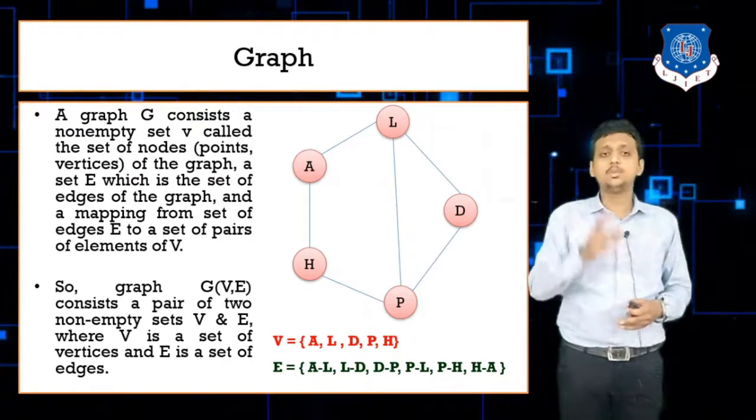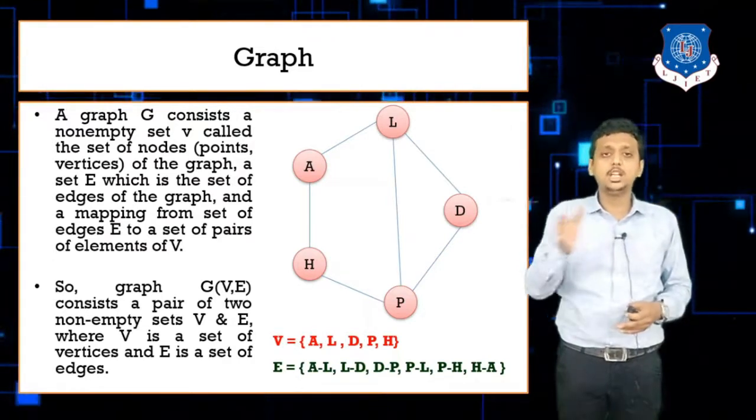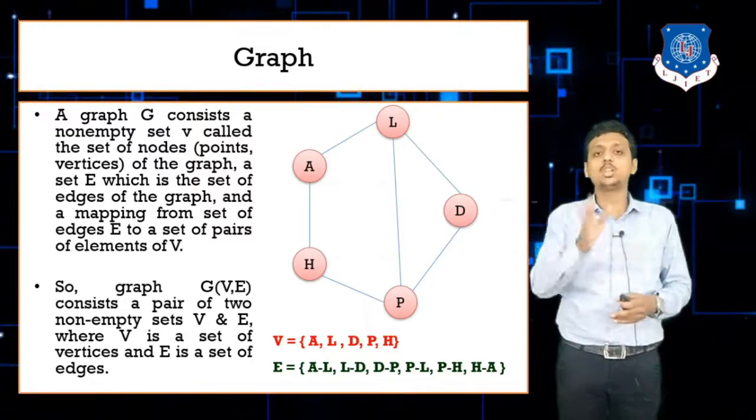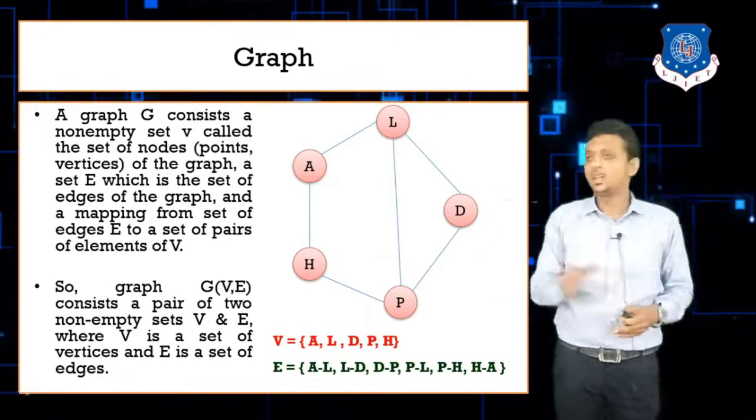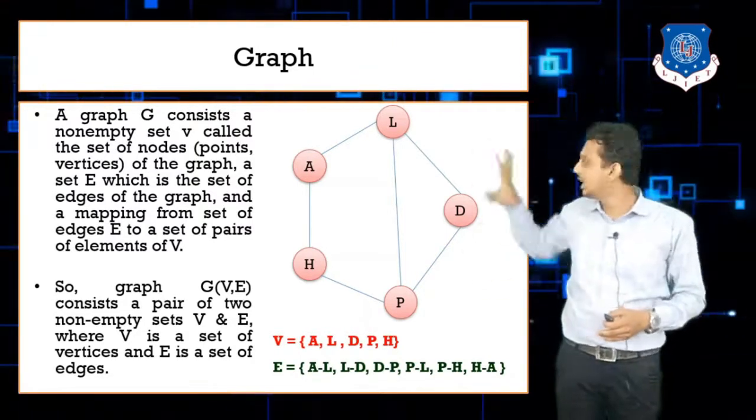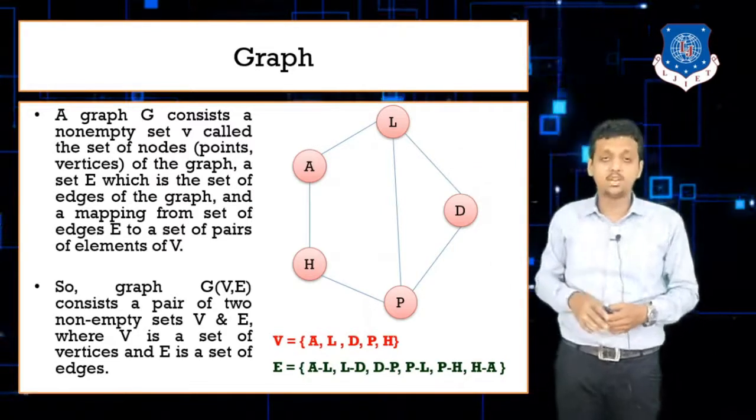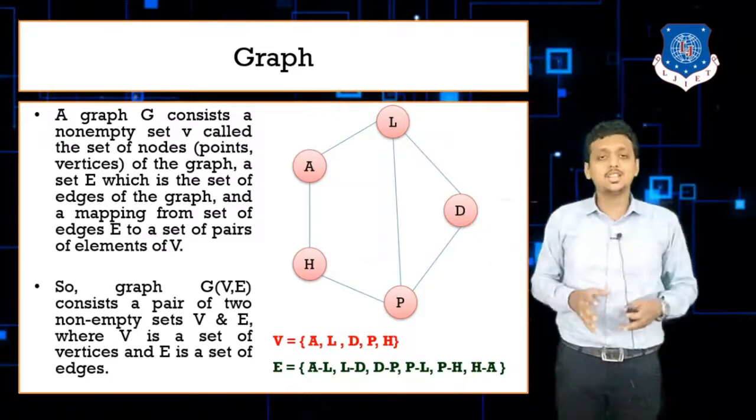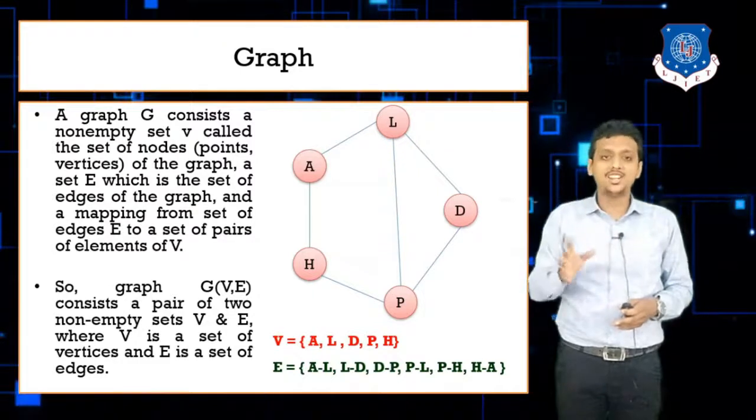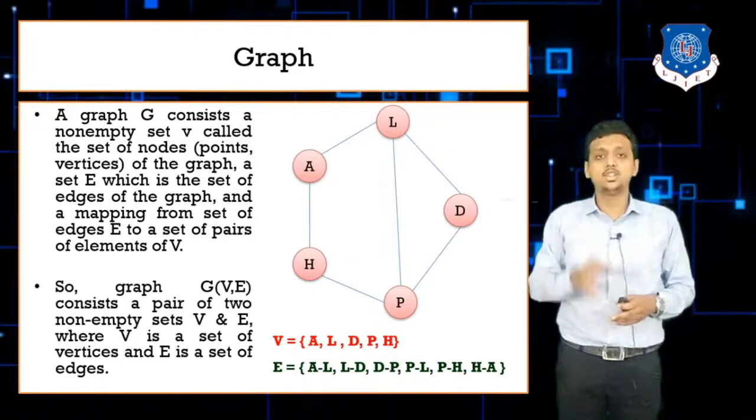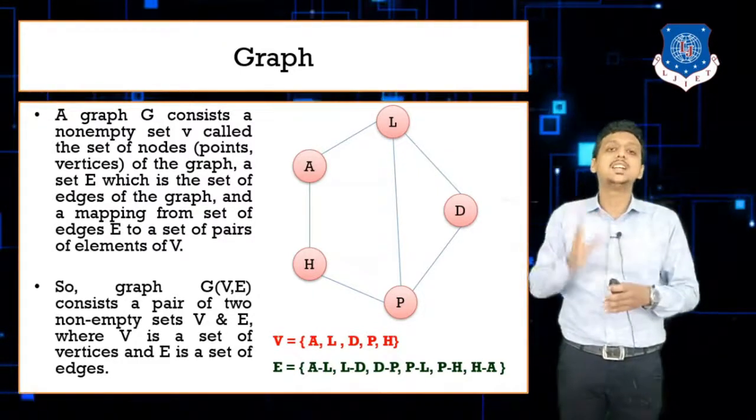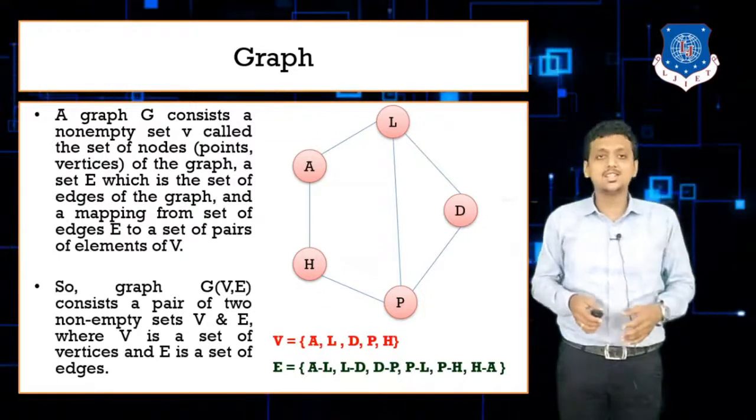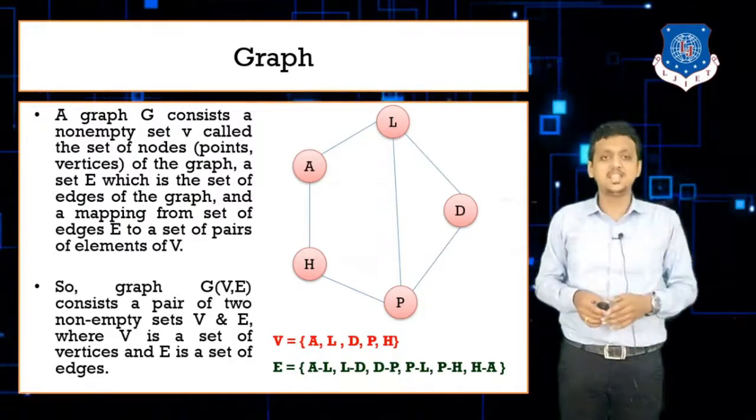Some of you may ask whether to write PD or DP, sir. You can write either PD or DP in such a type of graph. So graph is a non-linear data structure which shows non-hierarchical relationship between data elements and consists of a set of vertices and edges.